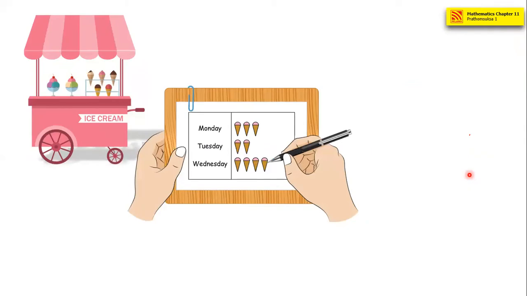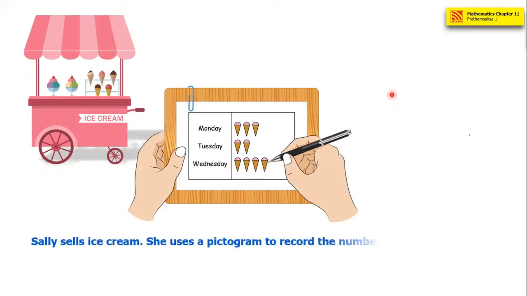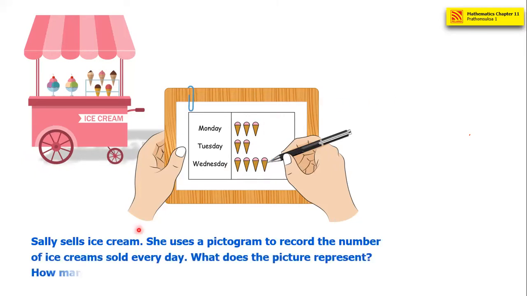Okay, our last one we'll look at is Sally and her ice cream cart and how many ice creams she's selling. Every time she sells an ice cream, she draws a picture of an ice cream. So she uses a pictogram to record or remember the number of ice creams she sold every day.